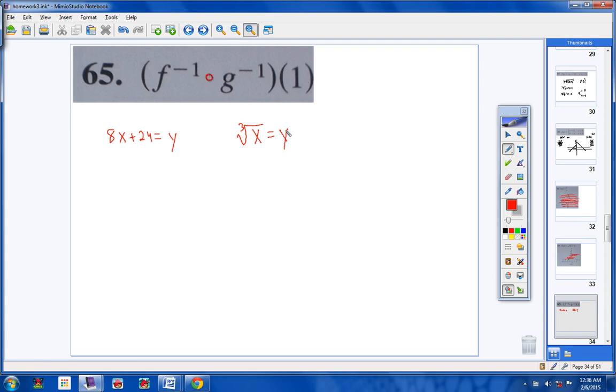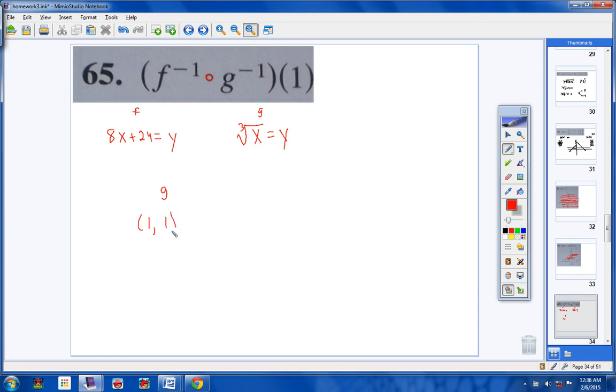Composition of two inverse functions at a given value. I taught you guys this. Remember, you start with your inside function. Your inside function is g. So in your g function, put this 1 in. Put the 1 into g. Here's your g function right here. Here's your f function. Put a 1 in, and what do you get out?